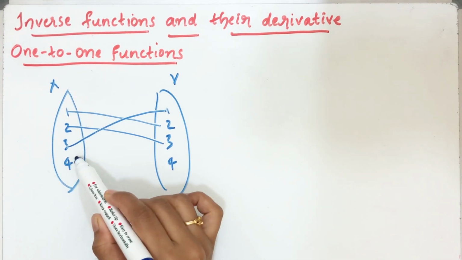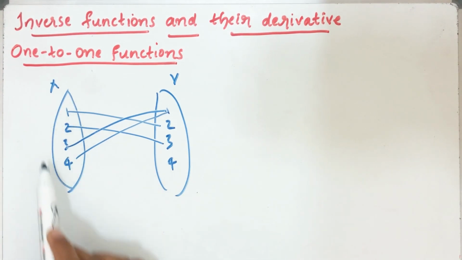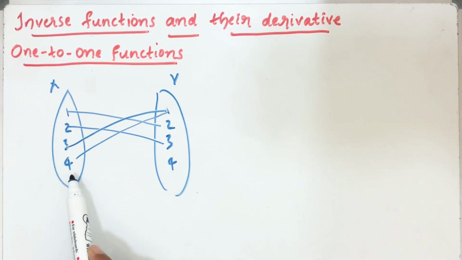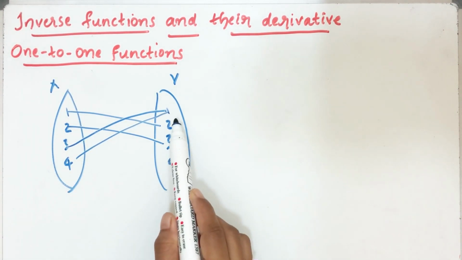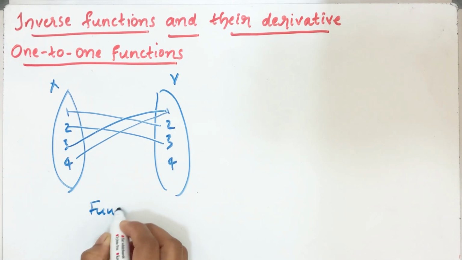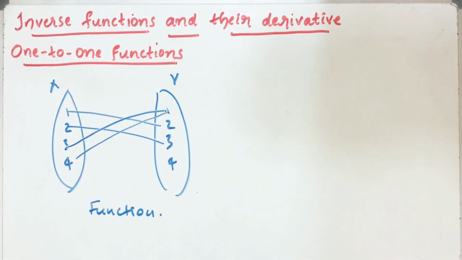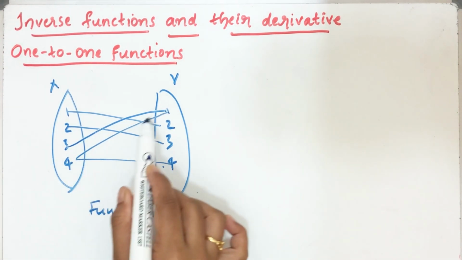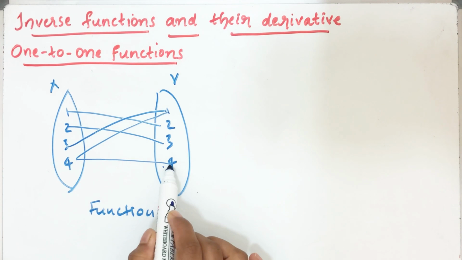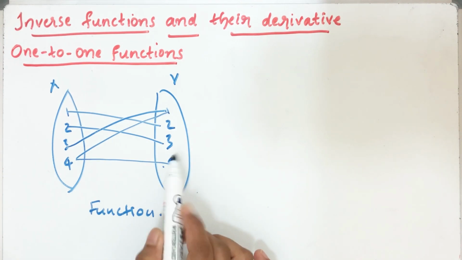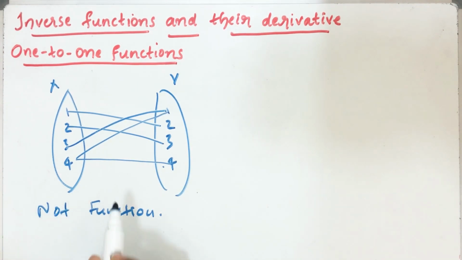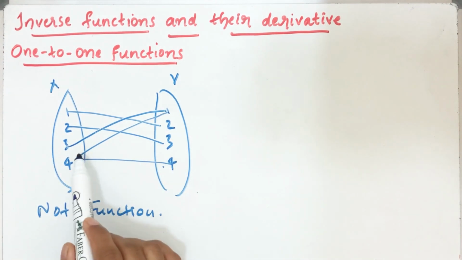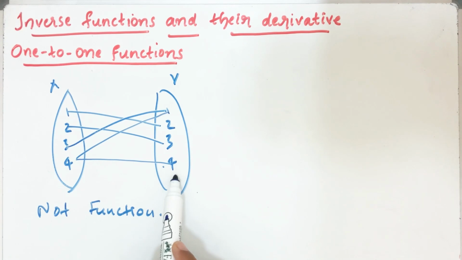If we map 4 to 1, then this is a function. That is, each element of x has an element in y. This is a function. If we map 4 to 4 as well, since 4 already has one image, then it is not a function, because each element of x should have exactly one element in y. Here 4 has two elements in y. So this is not a function.